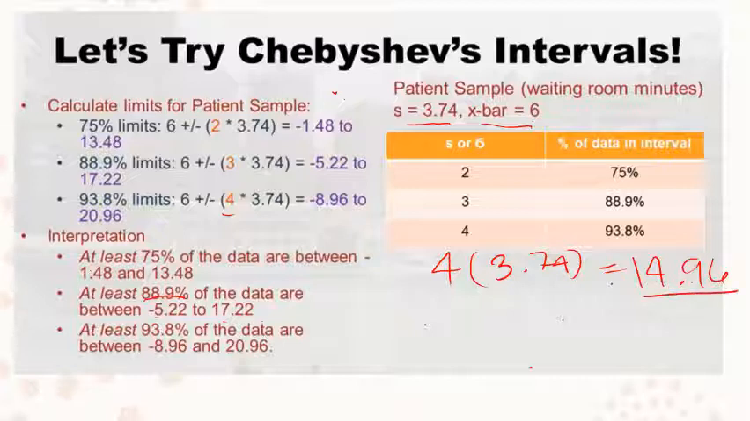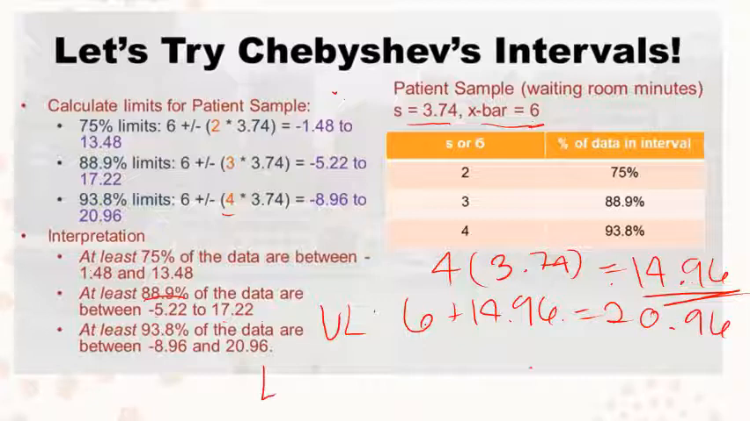14.96. Now we're going to take this number and add or subtract it to our mean. All right, so let's find our upper limit real quick. The upper limit is going to be 6 plus 14.96. And so that is going to equal 20.96.